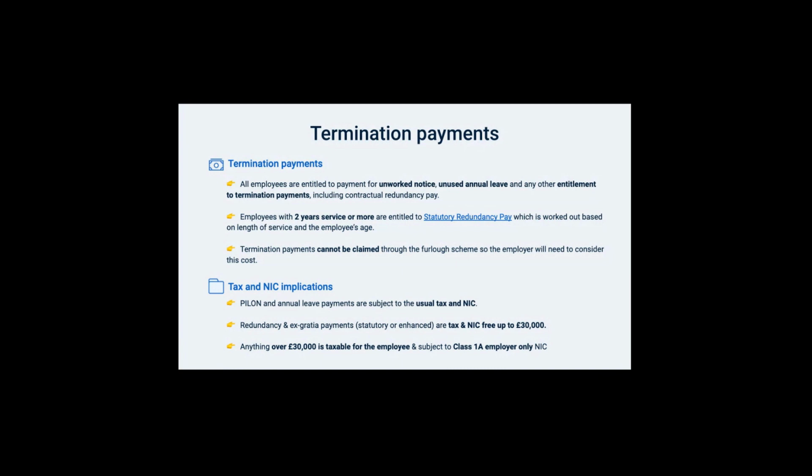Any payments that are related to redundancy or ex gratia payments, which are discretionary termination payments you can make to your employees, are tax and national insurance free, up to £30,000. Anything over £30,000 is taxable for the employee and subject to Class 1 employer-only national insurance.